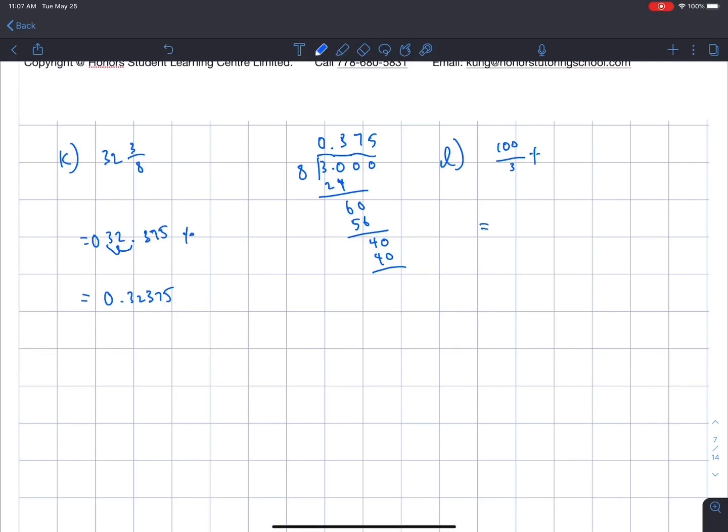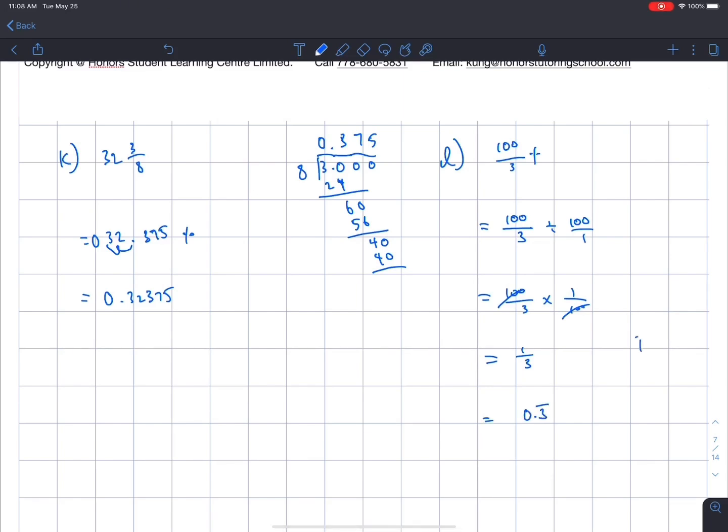So this one I would just divide it. This is 100/3 divided by 100%. I mean, for percentage to decimal, we would just divide by 100. So that's 100/3 times 1/100. We can cross that out and we got 1/3. You probably already know 1/3 is just 0.3 repeating.